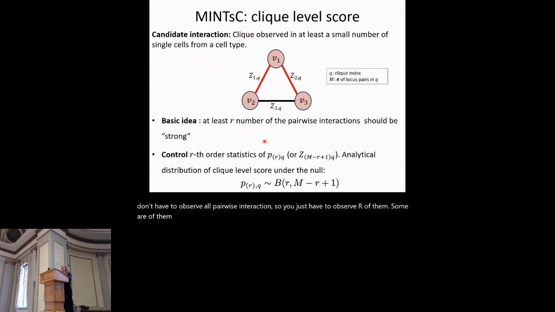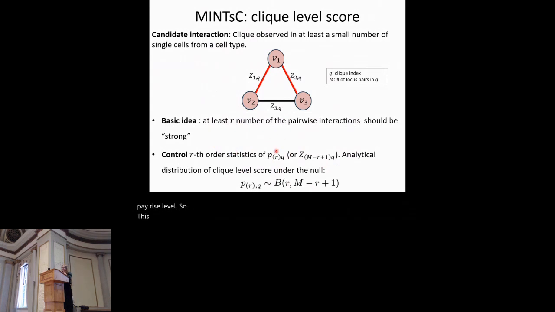So if you are requiring R of the interactions to be there, then one natural thing to do, if you are thinking about pairwise interactions quantified with some p-value, would be to look at the Rth smallest p-value. Or if they are quantified as z-scores, I'm going to look at the Rth largest z-score. So we are looking at the Rth order statistics of the actual statistics we generate at the pairwise level.